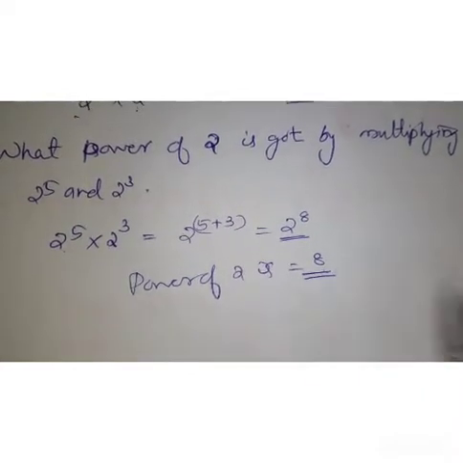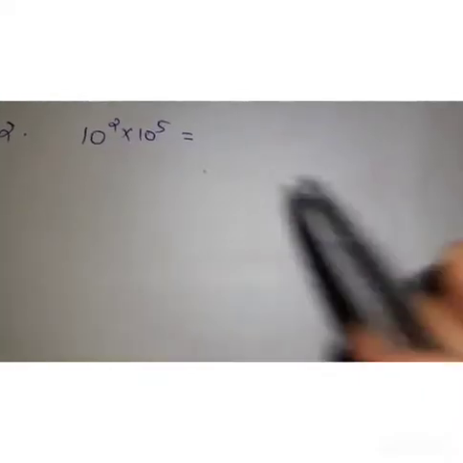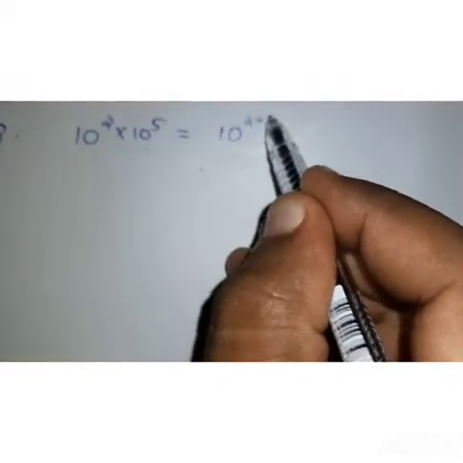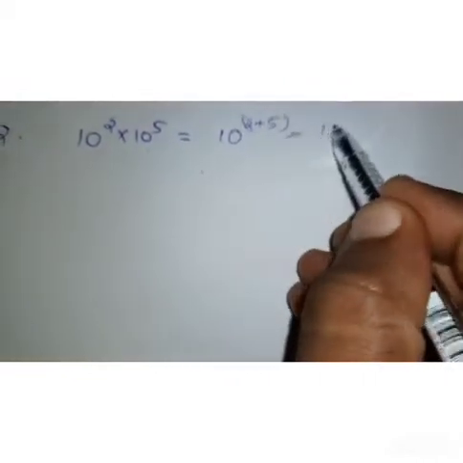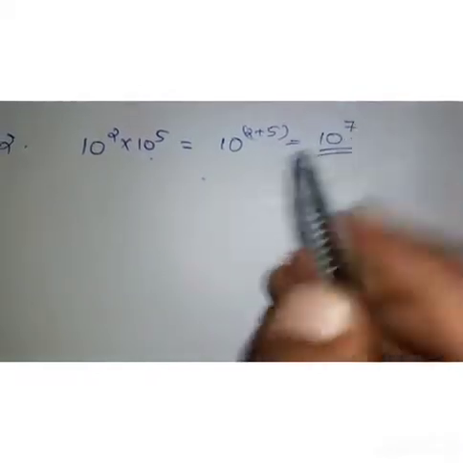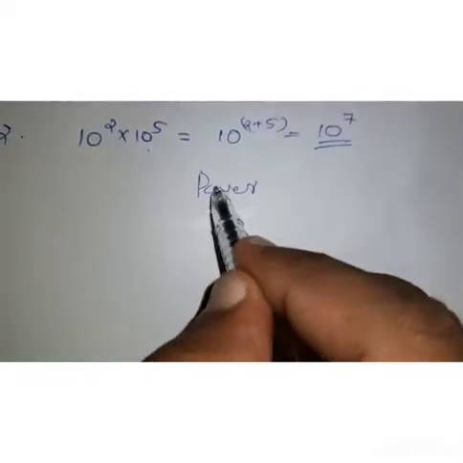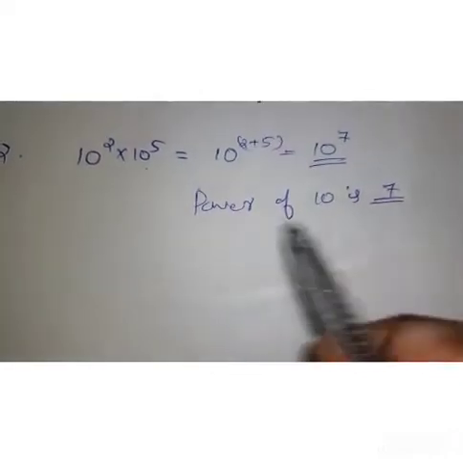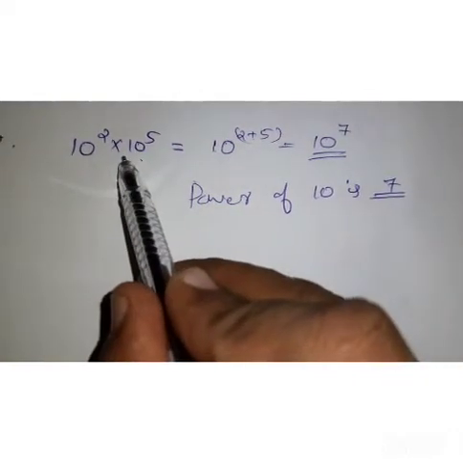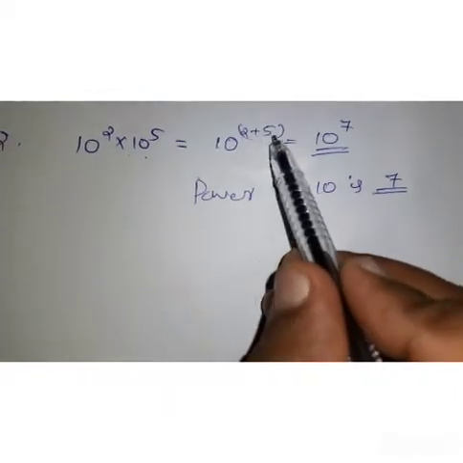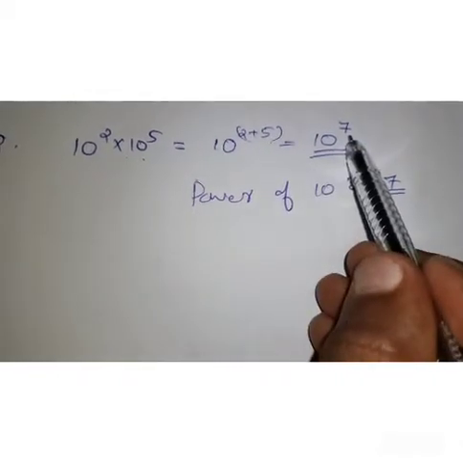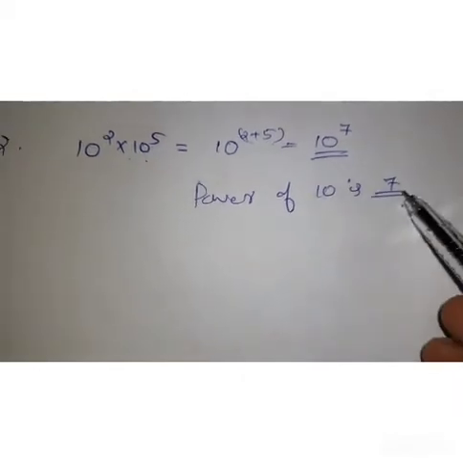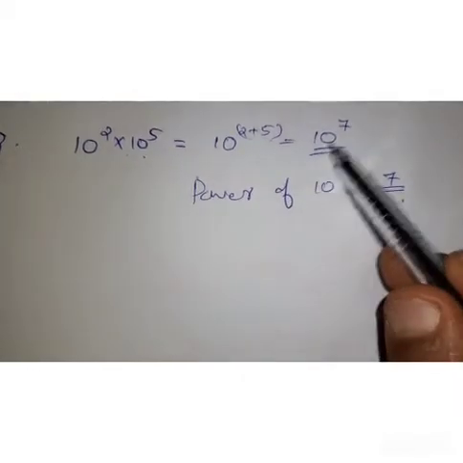Power you have to find out. So the question, 10 raised to 2 into 10 raised to 5. How much? 10 raised to 2 plus 5. So it is 10 raised to 7. Power of 10 is how much? 7. So 10 raised to 2 multiplied by 10 raised to 5 is 10 raised to 2 plus 5. It is 10 raised to 7. The exponent is 7.